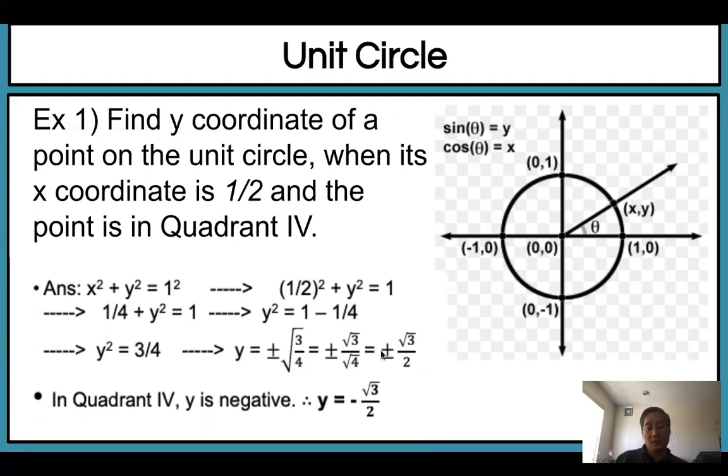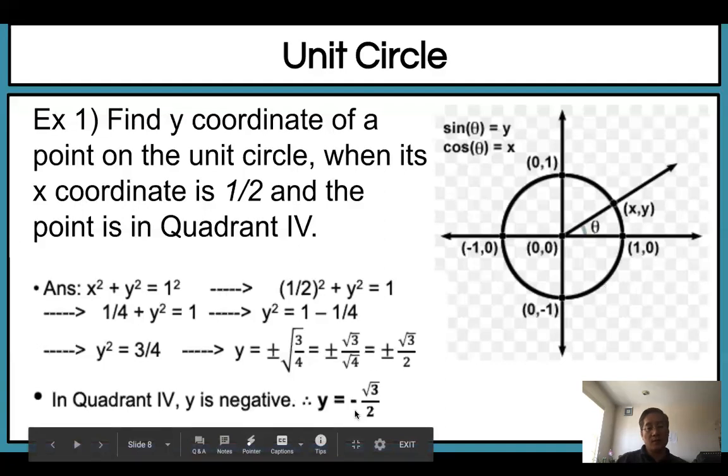Now we need to determine, is it plus or minus? So how do you determine? Quadrant 4. Quadrant 4 is here, right? Here, x value is positive, yes. x was a half, x is positive. How about y value? Oh, y is negative. So we choose y is negative, square root 3 over 2.